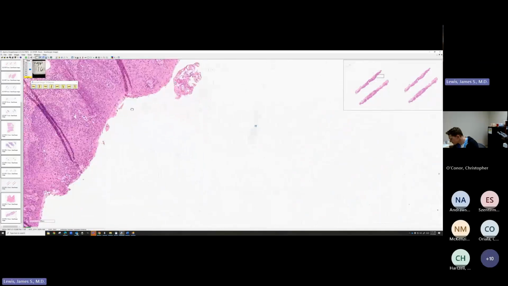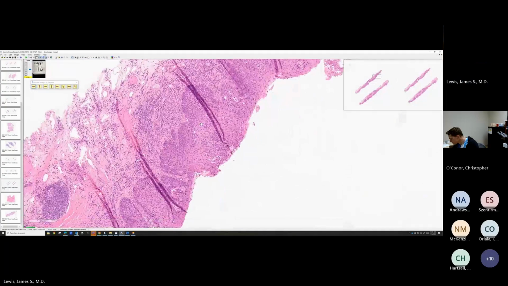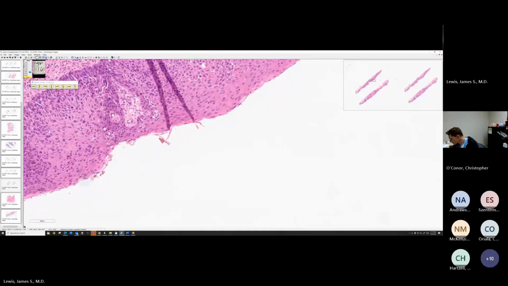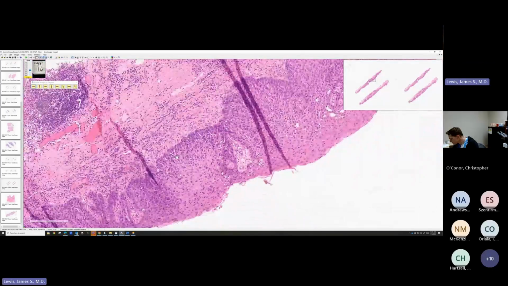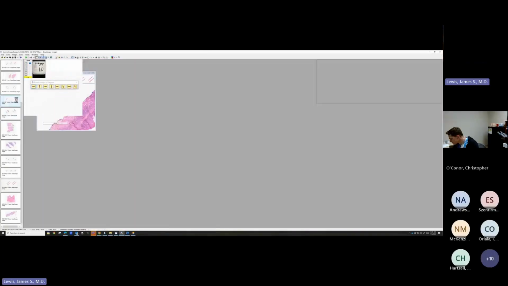Here's another one. Again, not subtle. This is one. Okay, not subtle, right? Just so you can see all the features. All right, let's do a couple more. We'll stop.